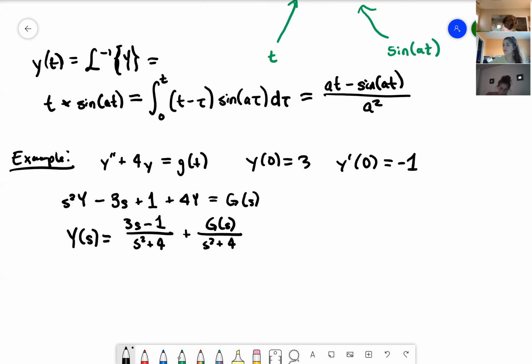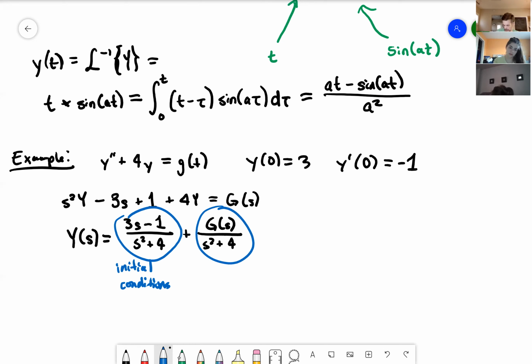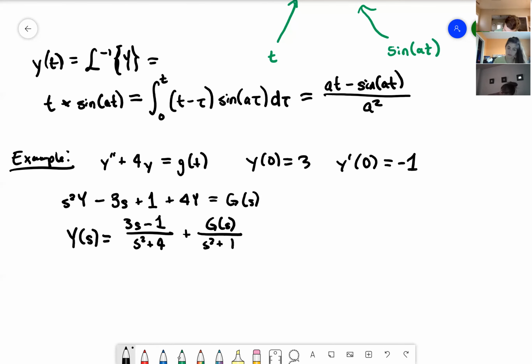Now, something to note about this is that the way we've written this depends only on the initial conditions. Well, let's see. This denominator only depends on this stuff, right? Only depends on the left-hand side.